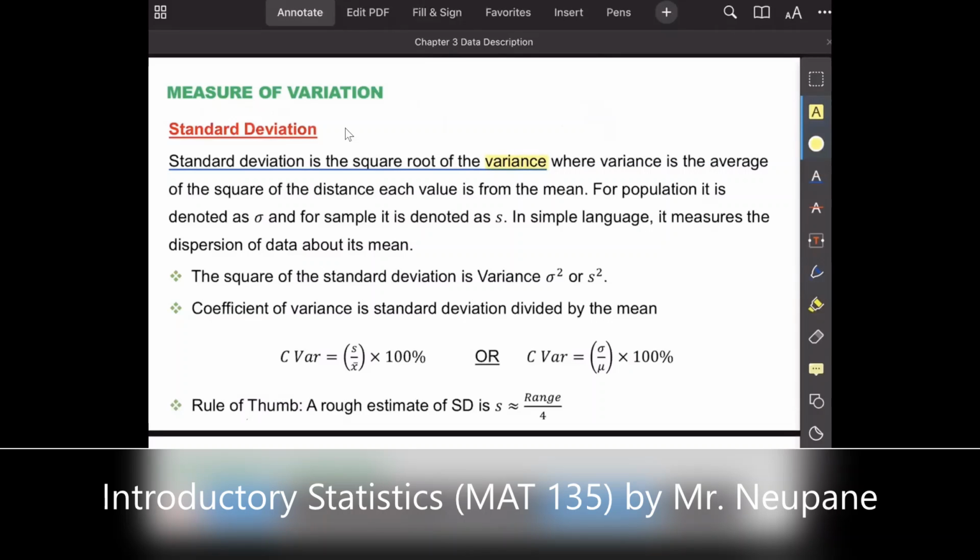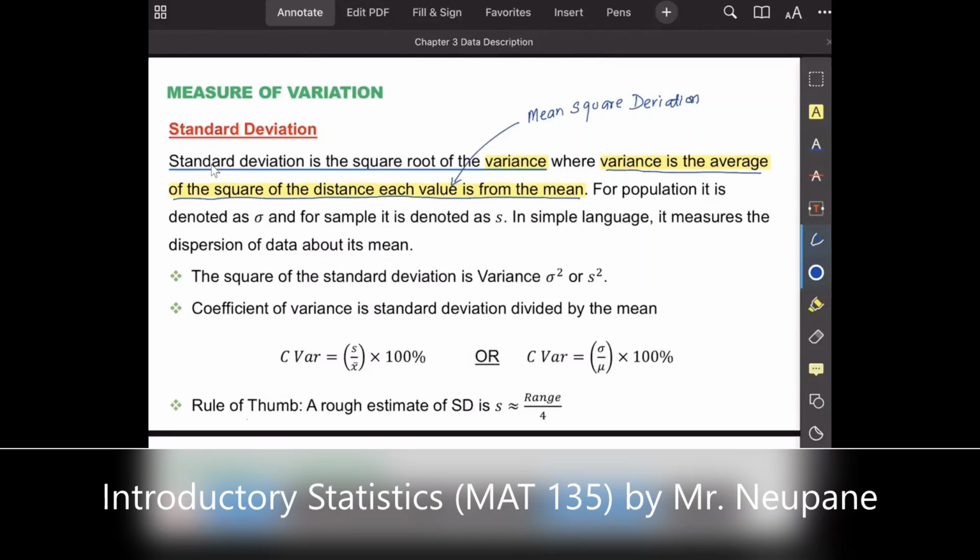So what is variance? That is something we need to know. Variance is the average of the square of the distance each value is from the mean. That is the definition, or the meaning of variance. So that's why sometimes the variance is also called the mean square deviation. Deviation or distance from the mean.